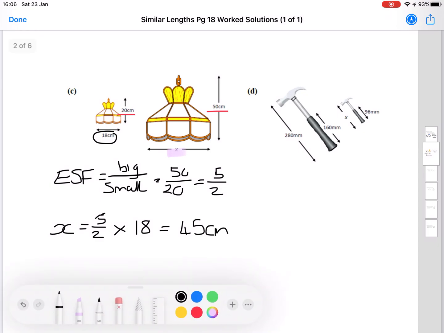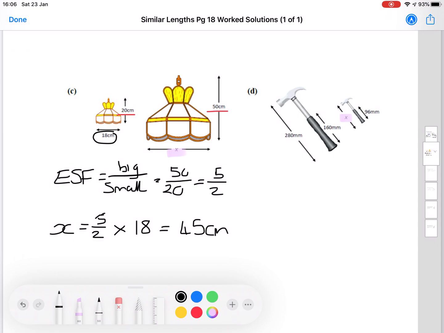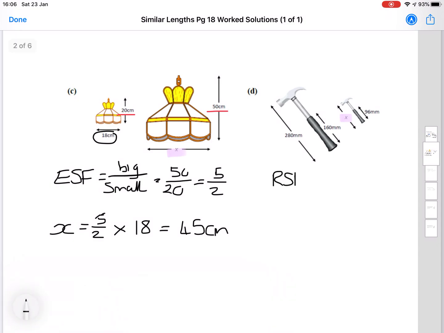And the last one here for D, we have a missing side on the smaller of the two pictures of hammers here. So it's going to be reduction scale factor. Our pair of sides that go together would be the 96 and the 160. So for reduction scale factor, it's the small side over the big side. So it would be 96 over 160, which simplifies down to 3 over 5.